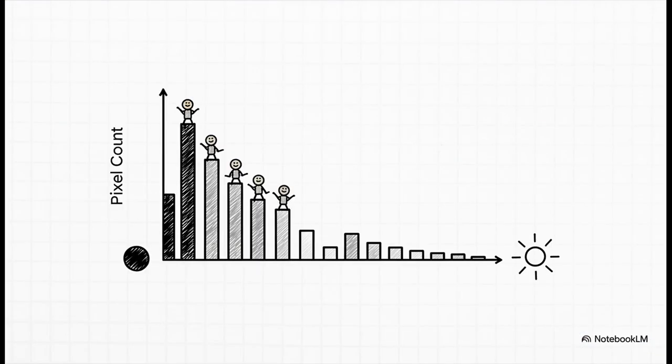Now, this graph here is called a histogram. The easiest way to think about it is as a census for all the pixels in our image. The horizontal line at the bottom goes from total black to pure white. The height of the bars tells us how many pixels live at each brightness level. And right now, as you can see, our pixel population is all crowded into one neighborhood, the dark one.